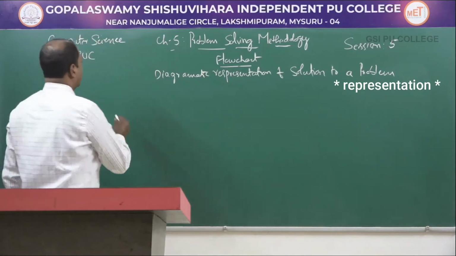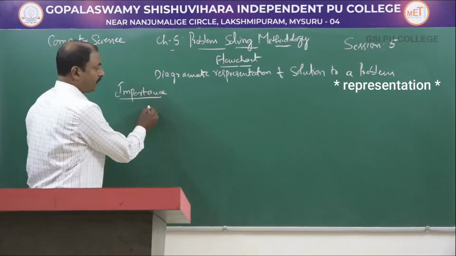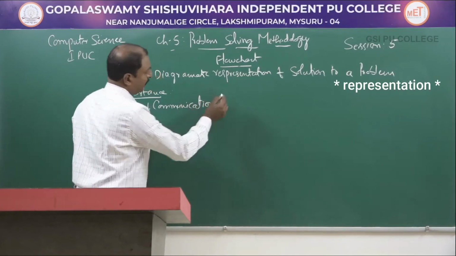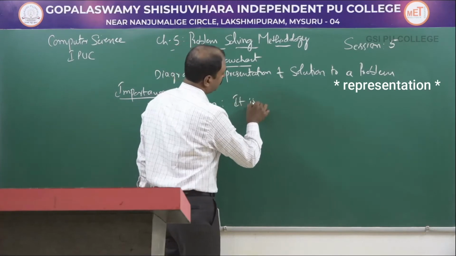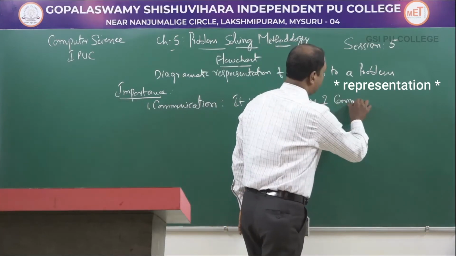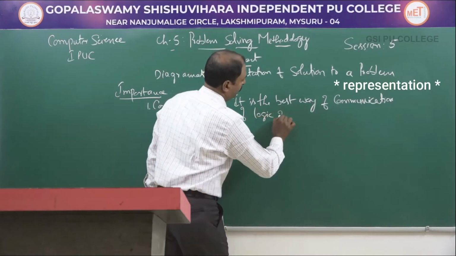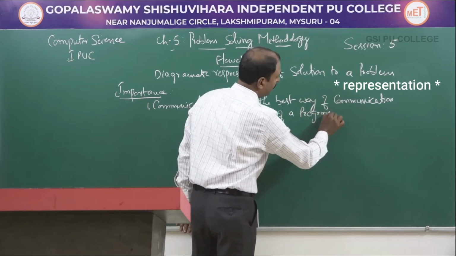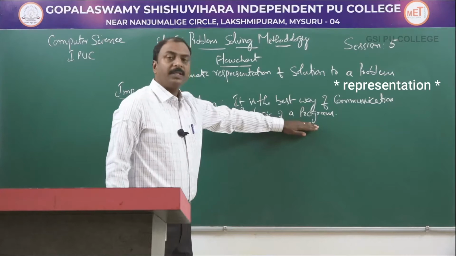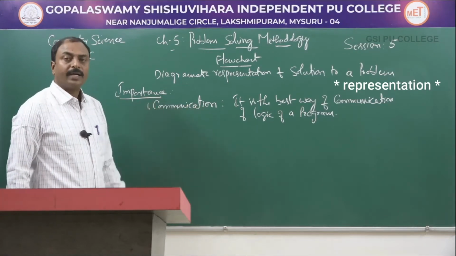Now let us see the importance of flowchart. The first point is communication. It is the best way of communication of logic of a program. This is a diagrammatic representation, so it conveys the logic of the program in a better way. It is easy for us to understand the logic of the program, because flowchart is a symbolic or diagrammatic representation.